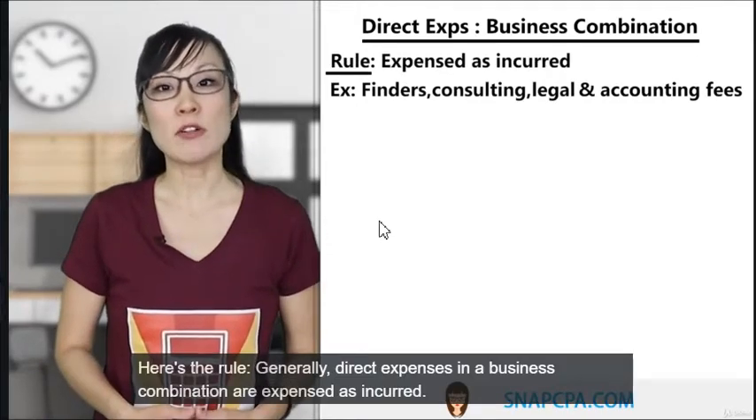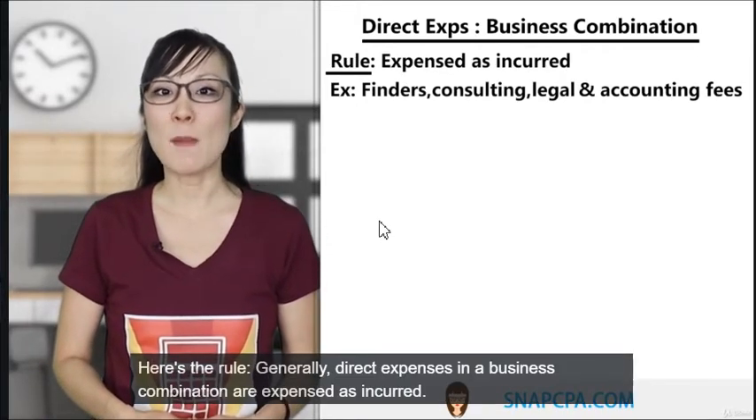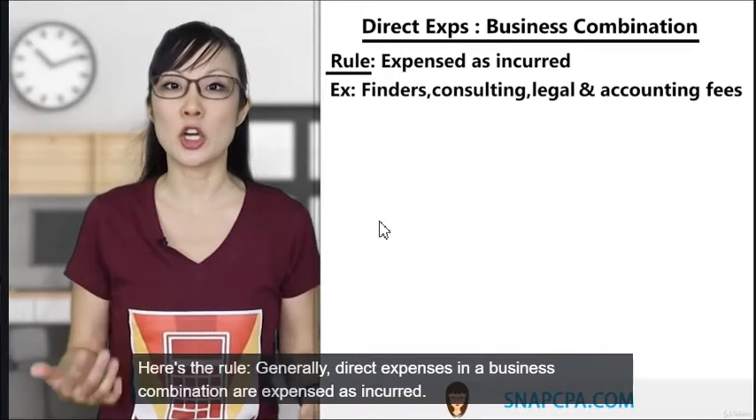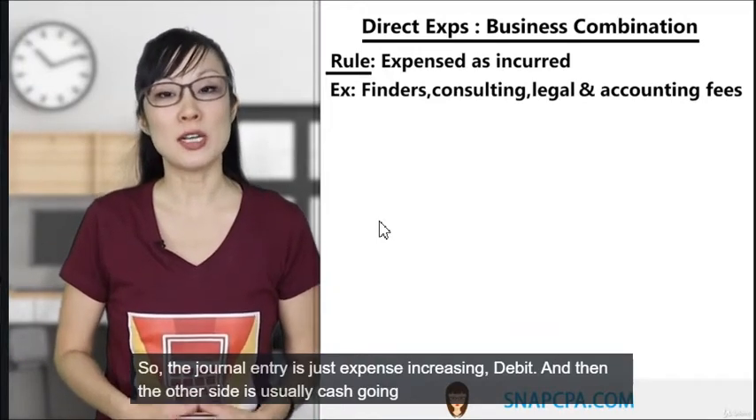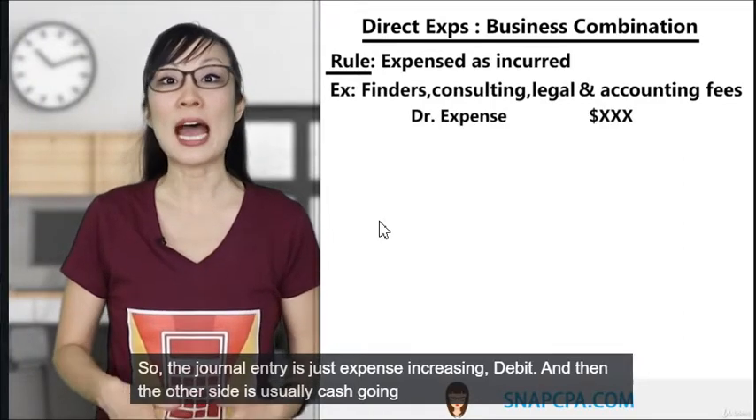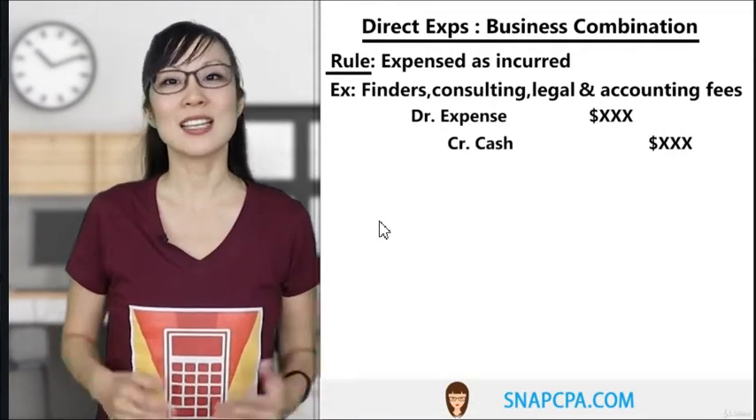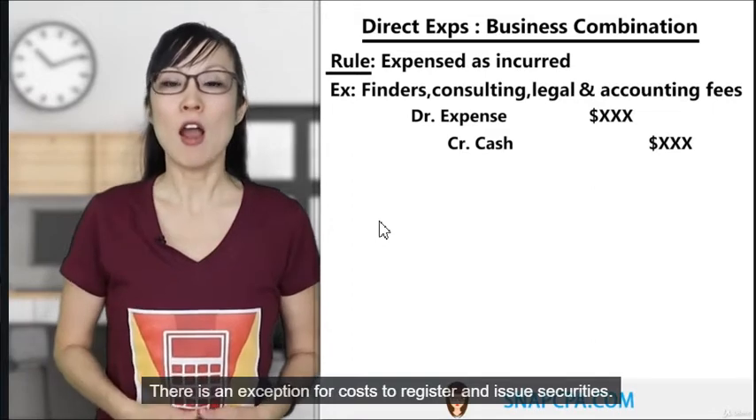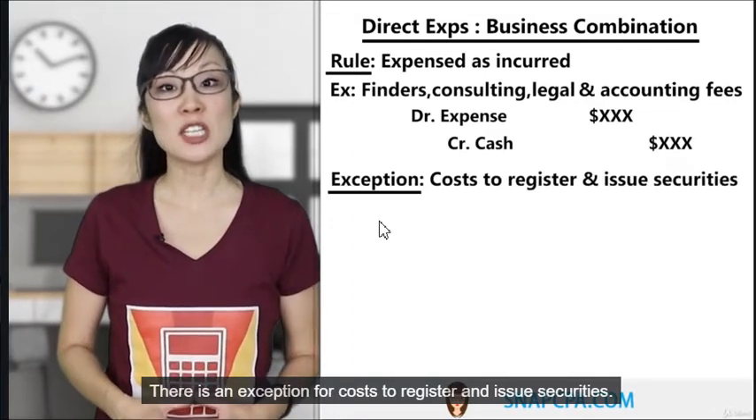Here's the rule. Generally, direct expenses in a business combination are expensed as incurred. So the journal entry is just expense increasing, debit. And then the other side is usually cash going down, credit. Easy. There is an exception for costs to register and issue securities.